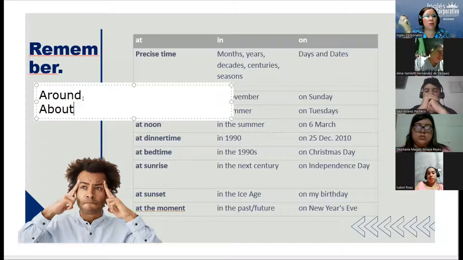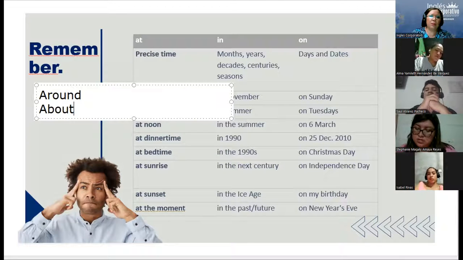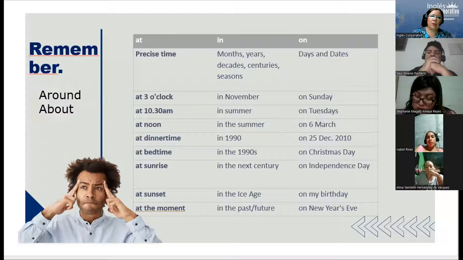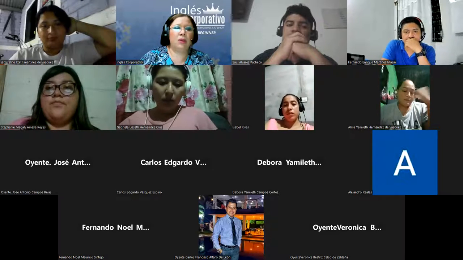Sino que también con los tiempos ya de fechas. También se puede usar around and about. Ok, bien. Entonces, vamos a ver por acá. Voy a mover todo para allá. Ok.